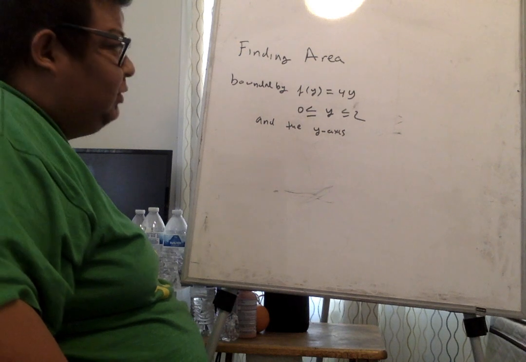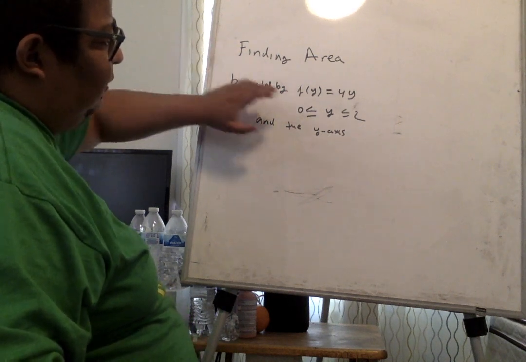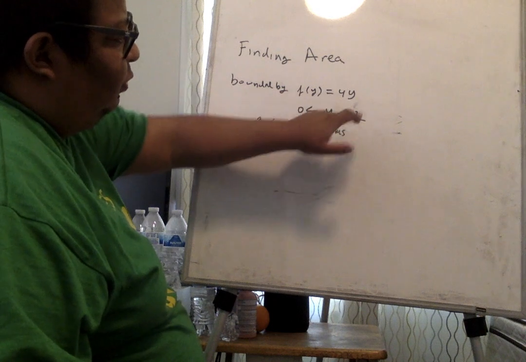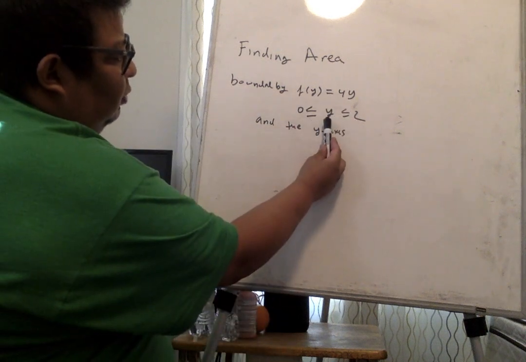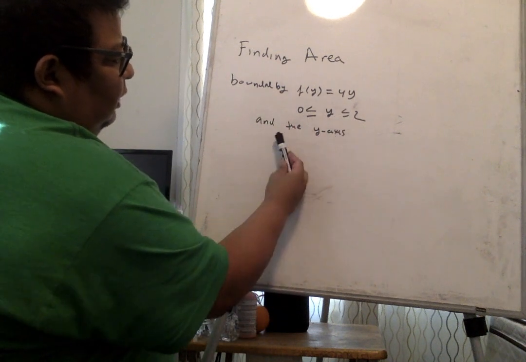Welcome students. In this video we're going to find the area bounded by the graph f of y equals 4y on the interval of y from 0 to 2 and the y-axis.